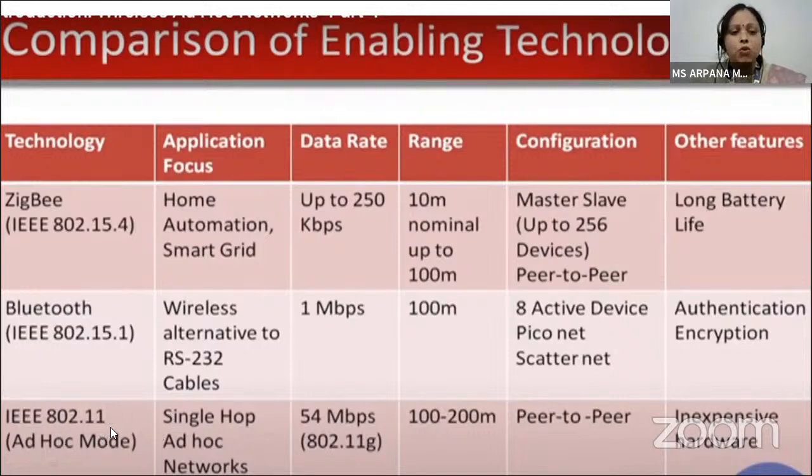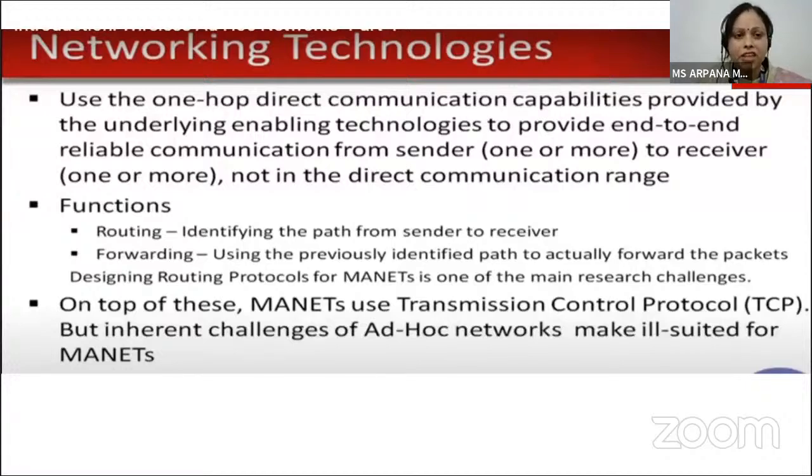IEEE 802.11 is simply the enabling technology that is powering ad hoc networks, so it is definitely utilized in ad hoc mode. It is used with single-hop ad hoc networks, and its data rate, compared with Zigbee and Bluetooth, is much higher. It is 54 megabits per second, the range is 100 to 200 meters, the configuration is peer-to-peer, and the hardware is inexpensive.